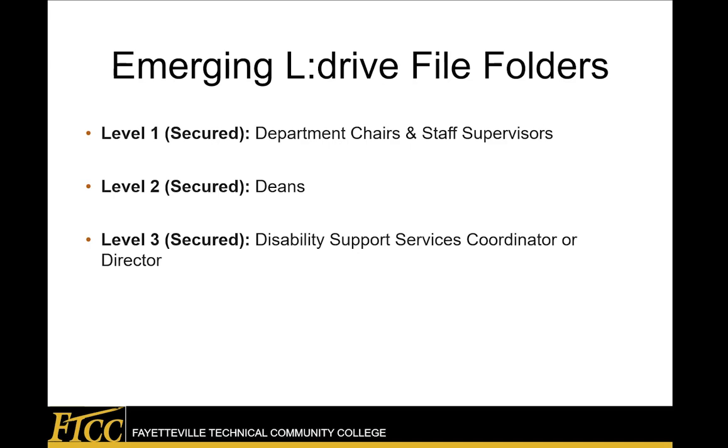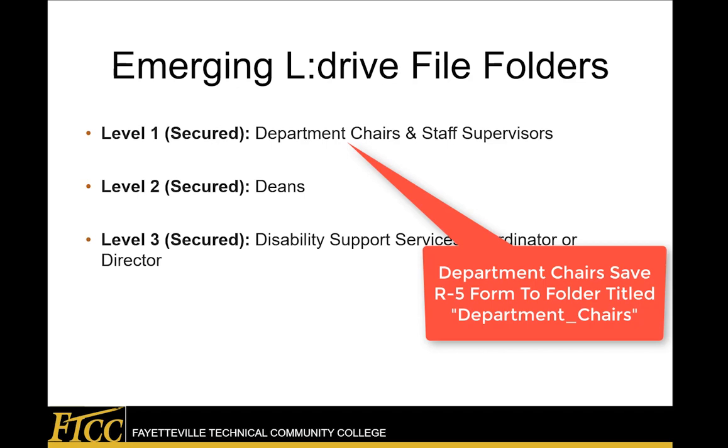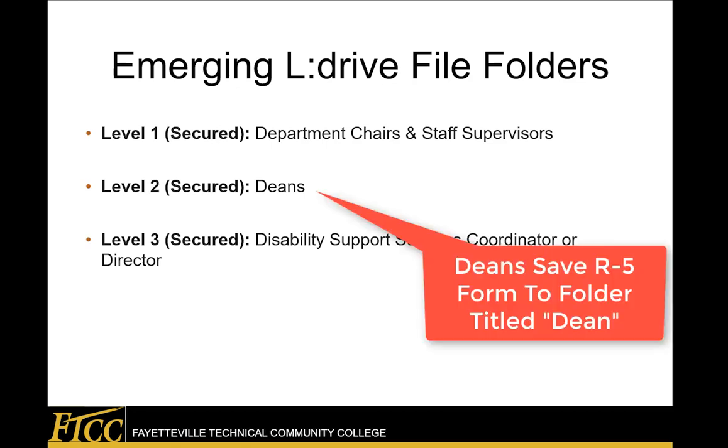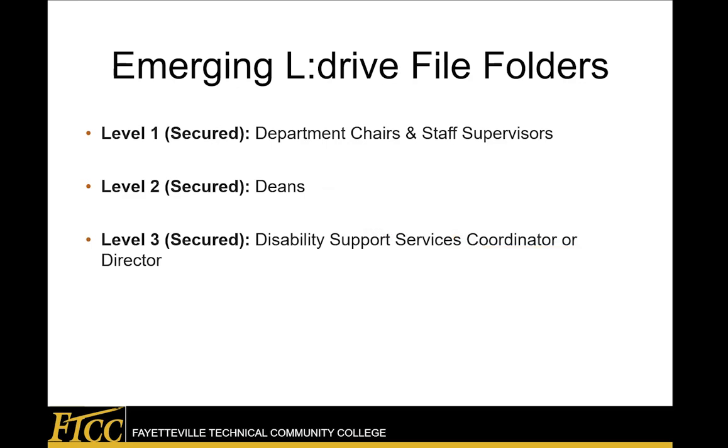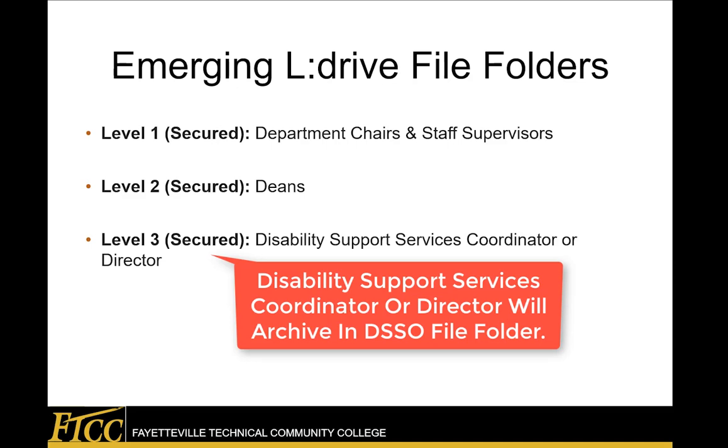Each department has its own file folder in the L drive. Reviewers will click on the file folder that aligns with the academic department or program. The department chairs will have a specific folder to save the R5 form that is titled Department_Chairs. The deans will have a specific folder to save the R5 form data that is titled Dean. The Disability Support Services Coordinator or Director will have a specific folder to archive the final review of the dean's findings located in the DSSO file folder.